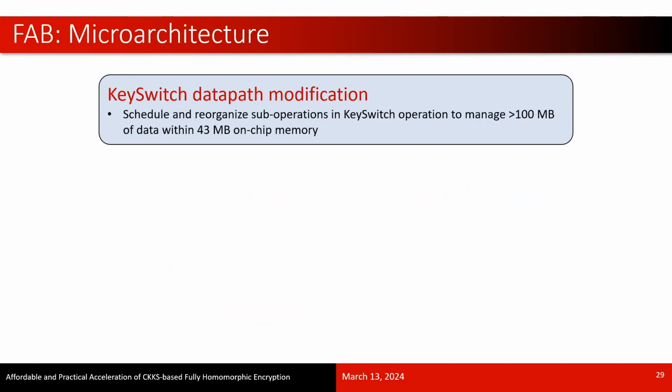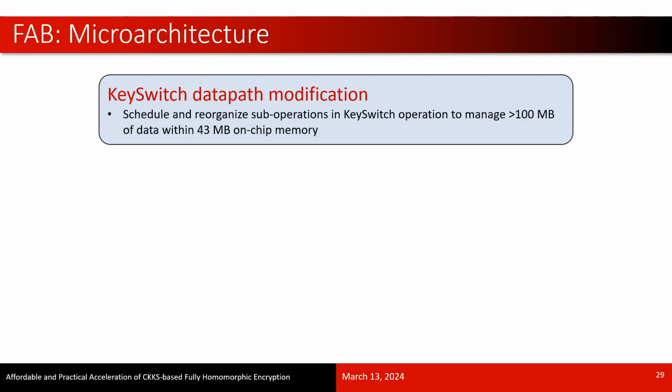Now that we have understood the memory organization, we take a look at the key switch data path modification, which was one of the main contributions of this work. Through this optimization, we could schedule and reorganize the sub-operations in key switch to manage about 112 megabytes of data, which consisted of about 28 MB ciphertext and 84 MB key switching keys.